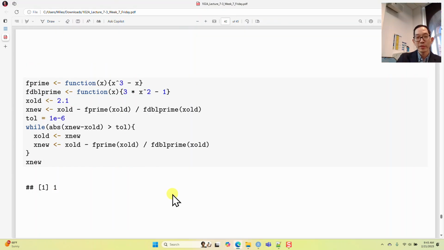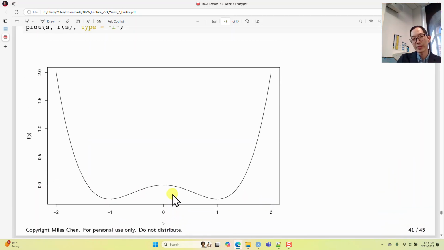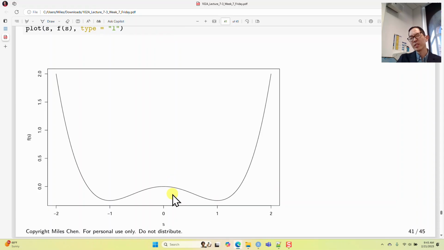So we have kind of this whole class of optimization methods that are based on derivatives, and again, if you can analytically find the derivative, that's the best way to go. But if you can't, we have a fairly reliable way of approximating our derivatives. Okay, that's it for today.